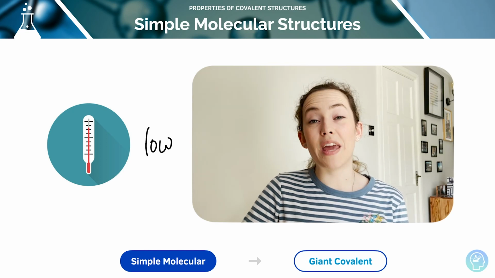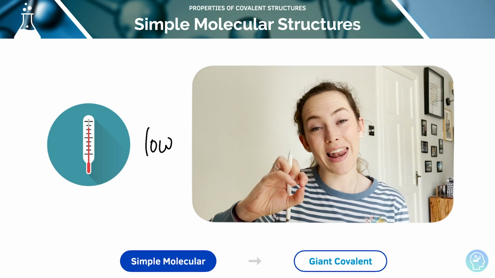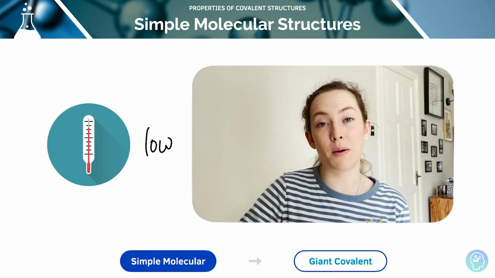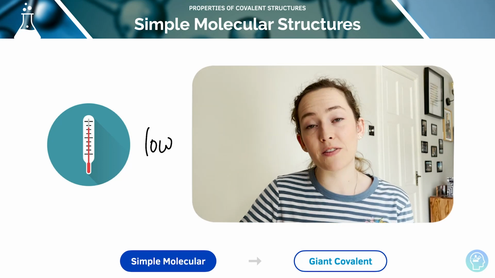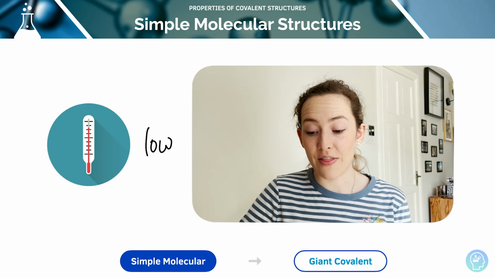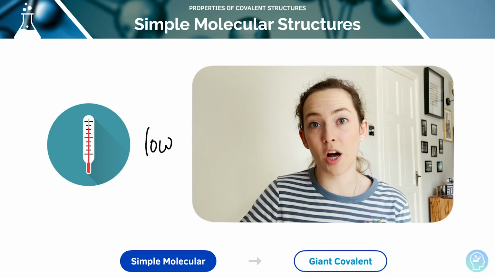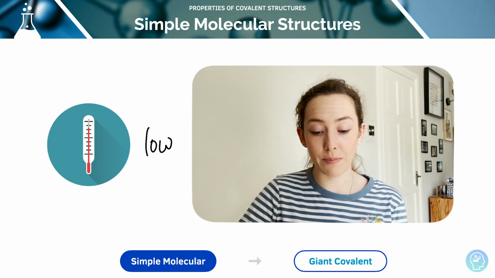As I said before, the intermolecular forces holding these separate molecules together in a lattice are comparatively very weak. So only small amounts of energy are required to overcome those intermolecular forces. They're easily broken. Therefore, a low temperature is required to melt or boil them, so they have low melting and boiling points.